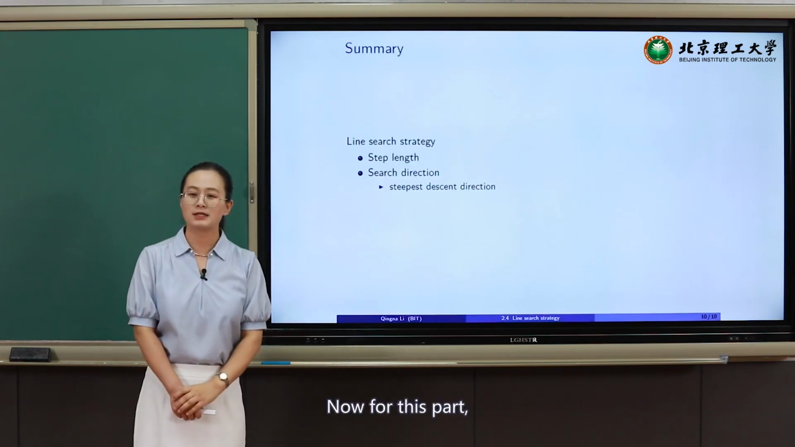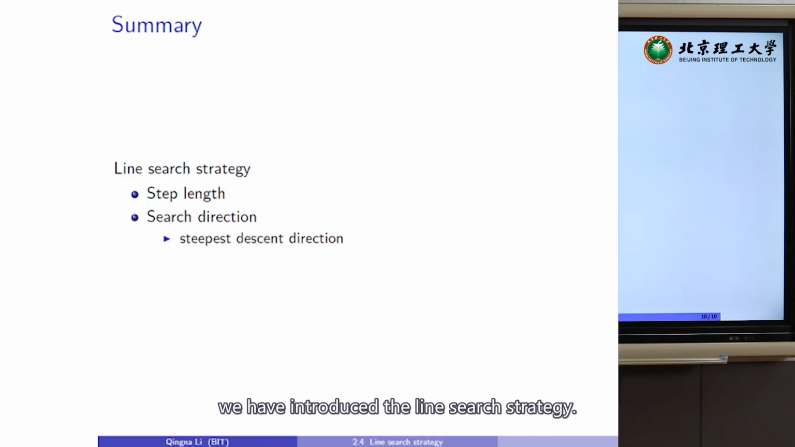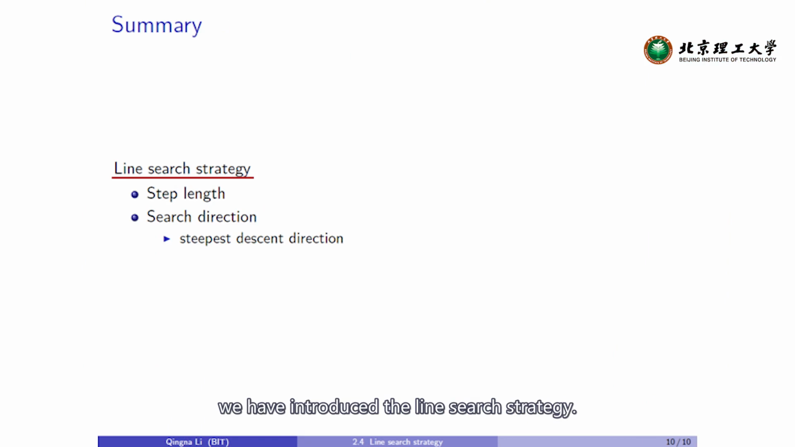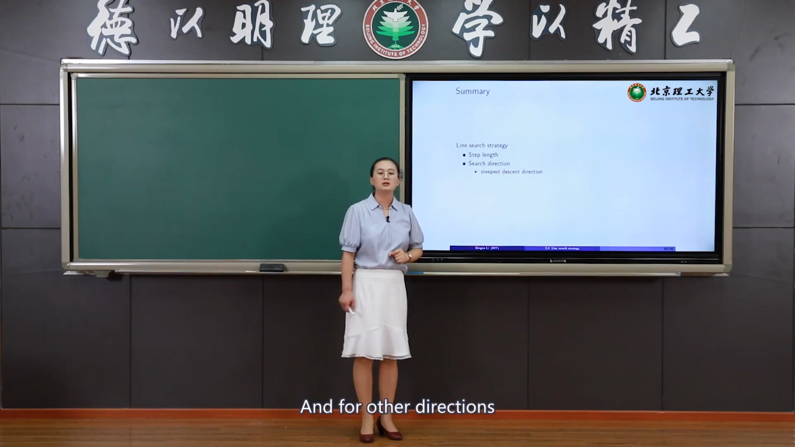Now, for this part, let's make a brief summary. In this part, we have introduced the line search strategy. There are two steps in the line search strategy. First is the step length: how we determine a step length. The second one is the search direction: how we determine the search direction. Here, we only introduced the first search direction, the steepest descent direction. For other directions, we will talk about more later in the next part.